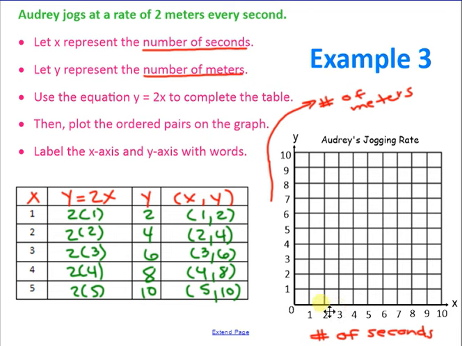Let's go ahead and graph. So we have over 1, up 2. We have over 2, up 4. Over 3, up 6. Over 4, up 8. And then over 5, up 10. And we want to draw a nice straight line through it. And there we go.